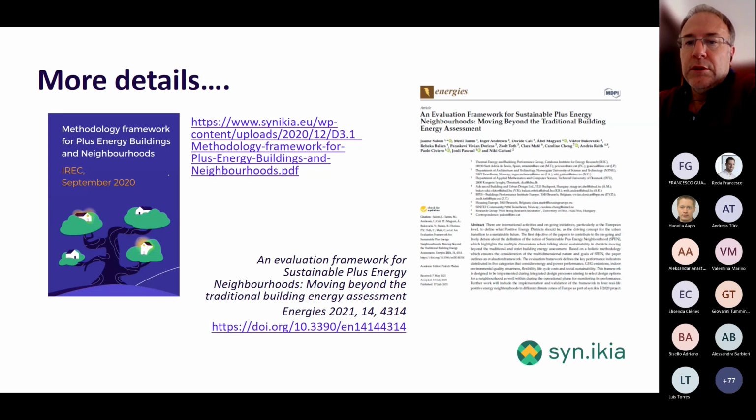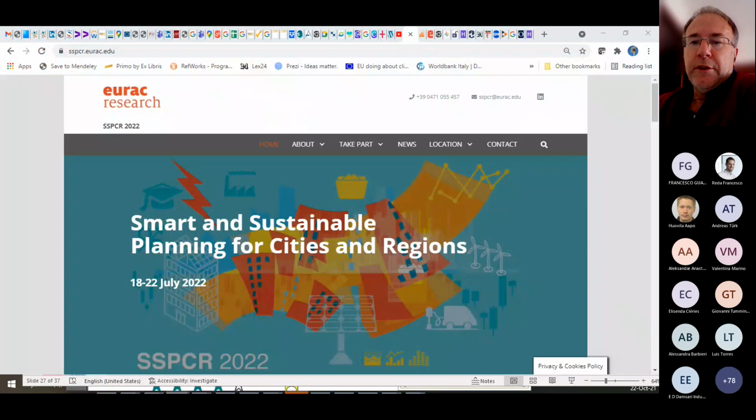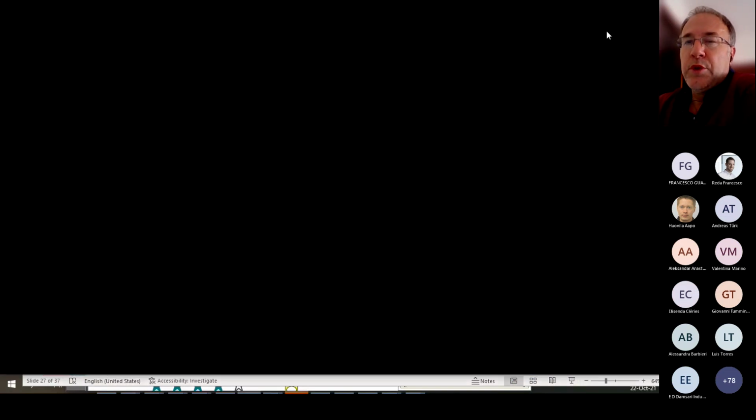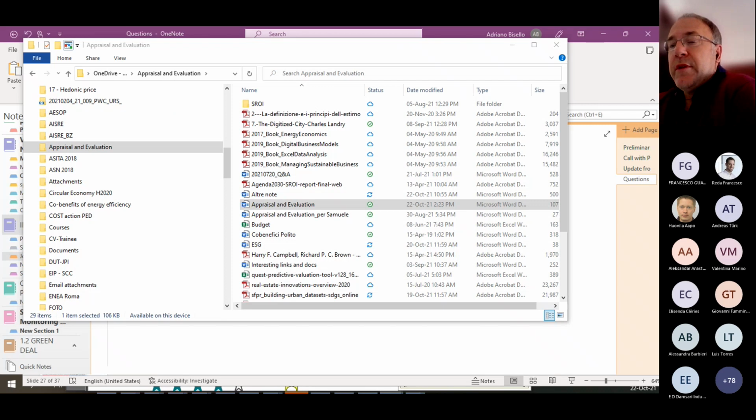Then you can download it in order to get more details about the evaluation framework. At the end of the day, this work is already done. We have tested this methodology in the design phase of our project, and it will soon be tested also in the operational phase of the project.